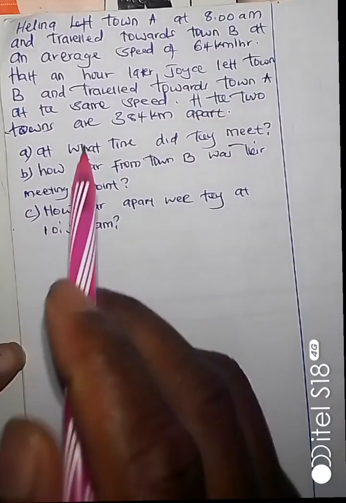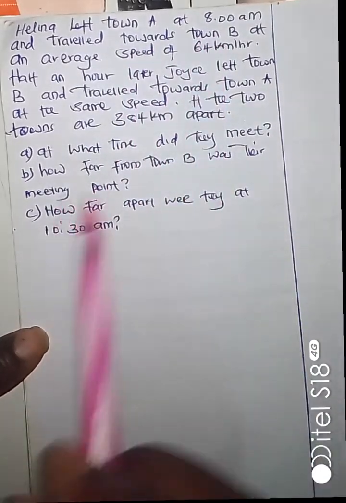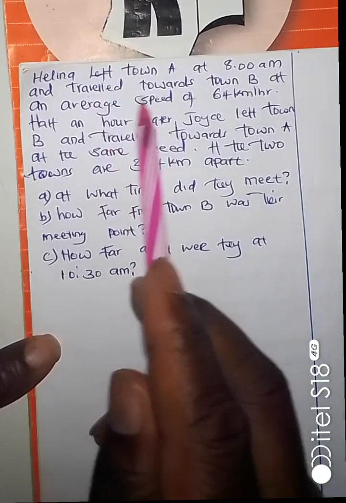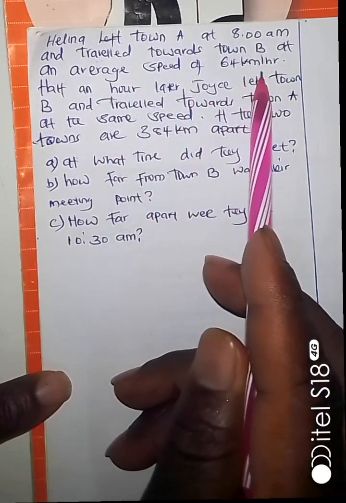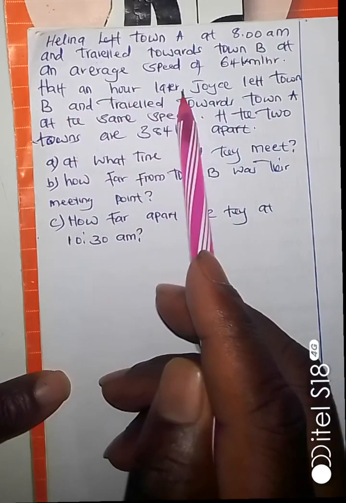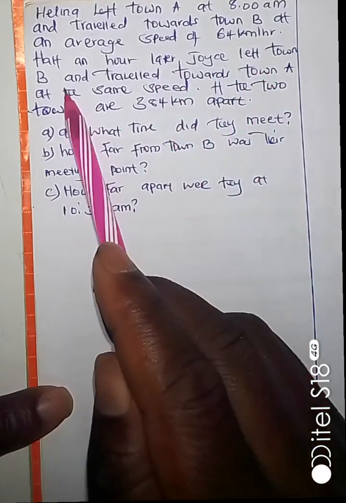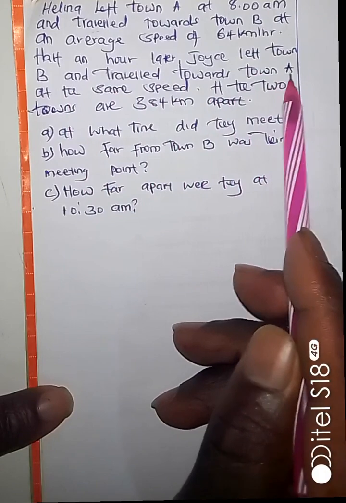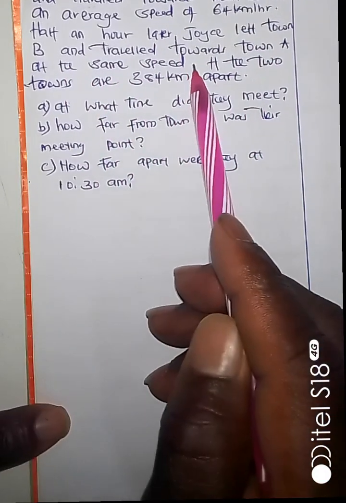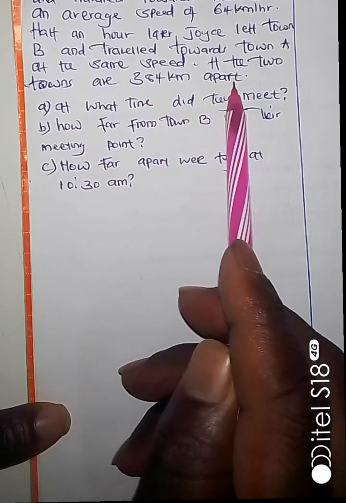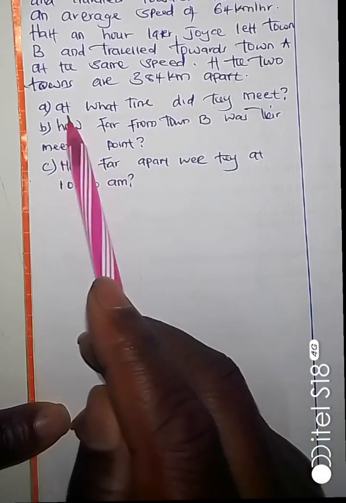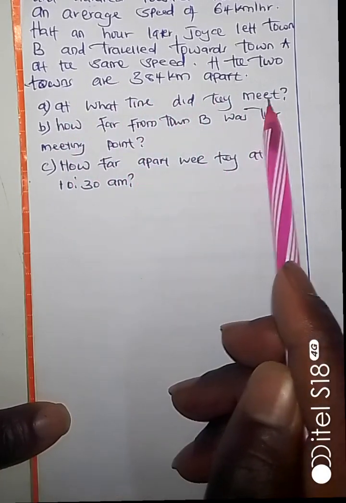Helena left town A at 8 a.m. and traveled towards town B at an average speed of 64 kilometers per hour. Half an hour later, Joyce left town B and traveled towards town A at the same speed. If the two towns are 384 kilometers apart, question A, at what time did they meet?